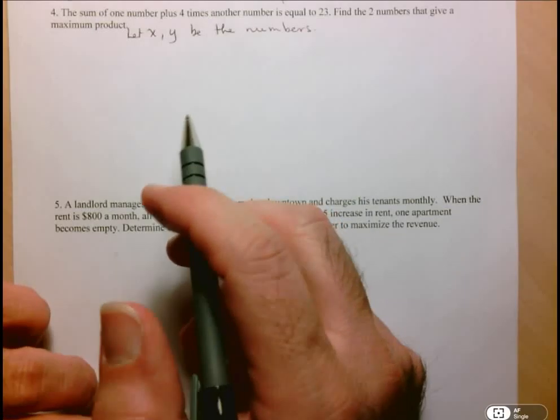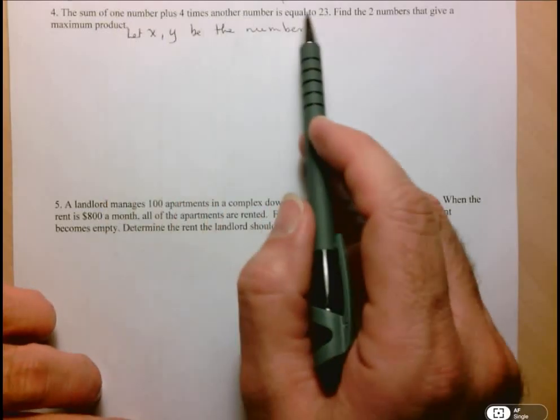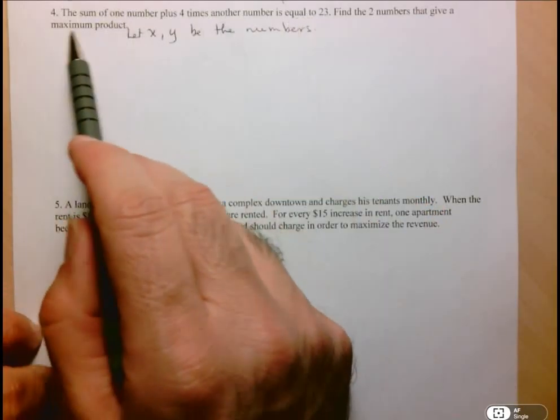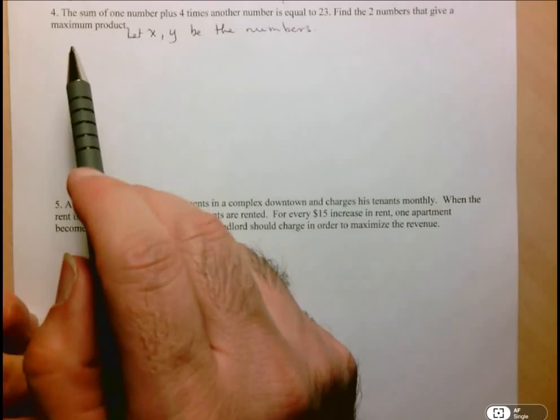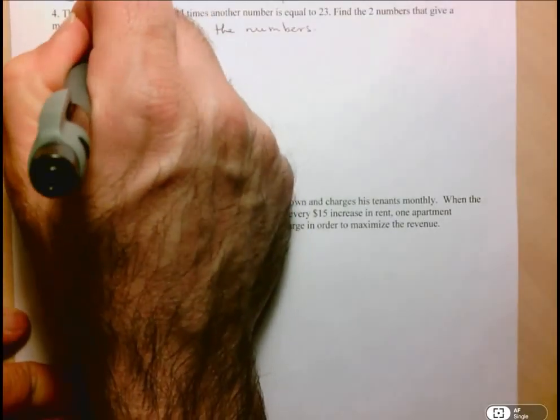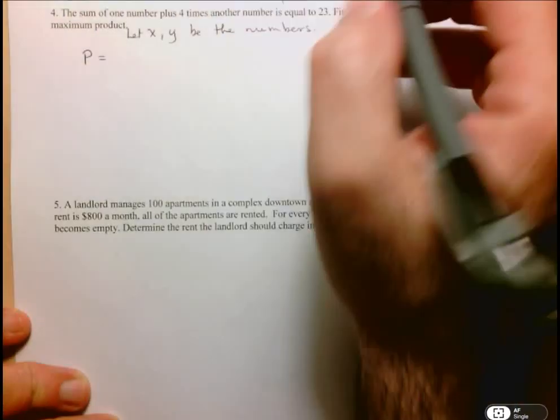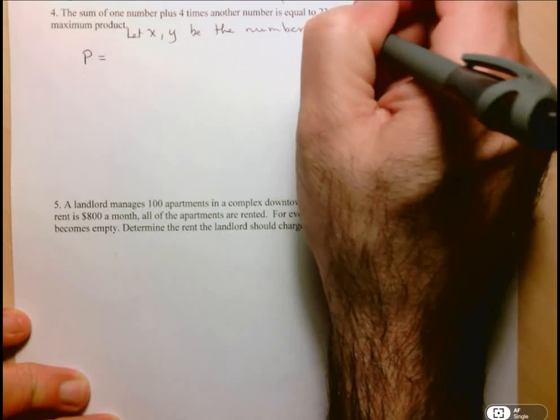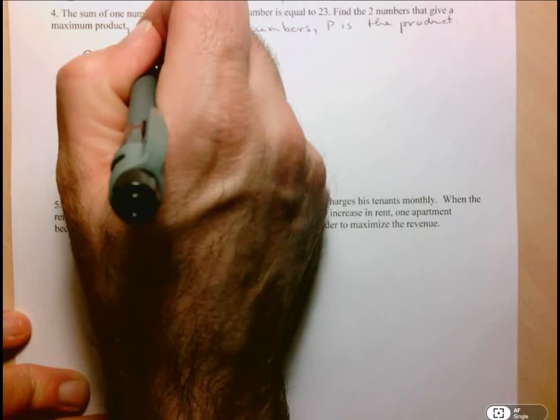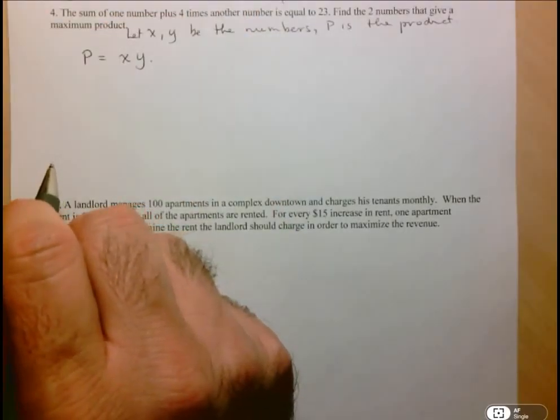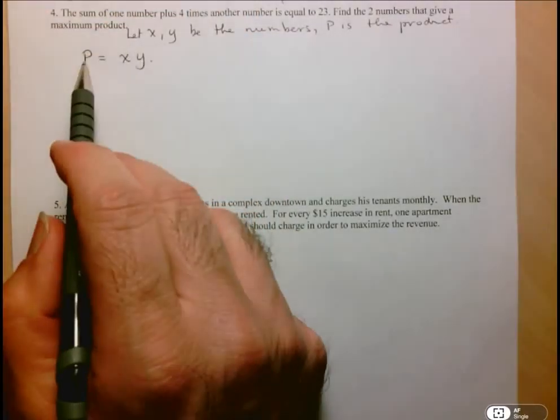Now, what I want to focus in on first, even though they give me this other information, is I notice they're looking for maximum product. So that's my focus, is that I want to deal with the product of these two numbers. So we can even say here P is the product, and that's given by x times y. So I have a function here for the product.